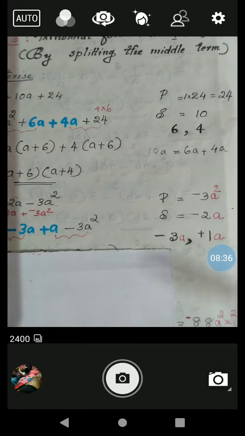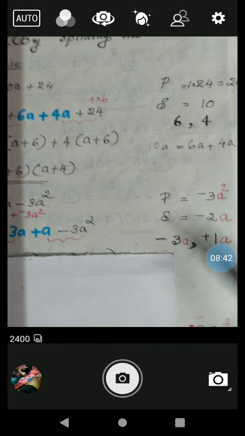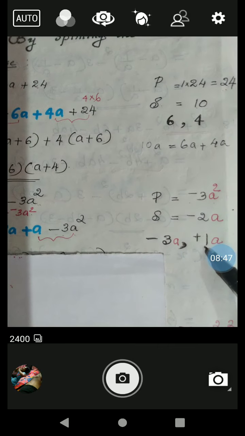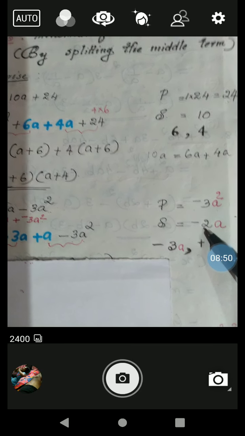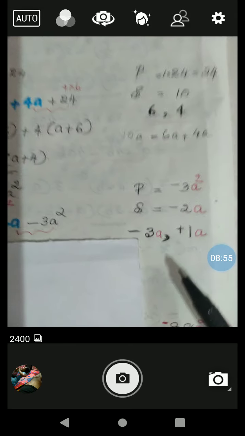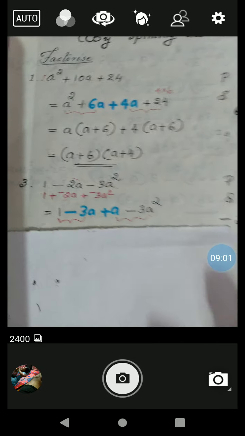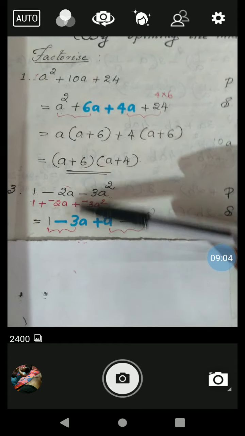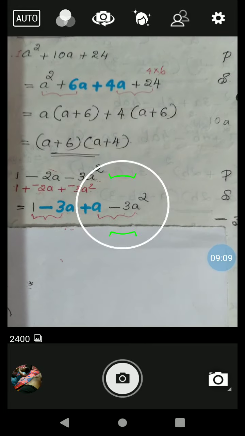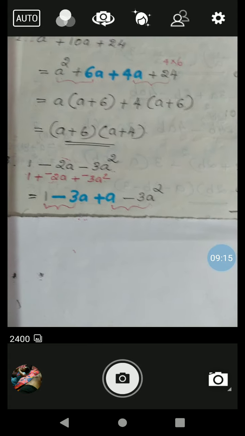They are minus 3 and plus 1. Product is minus 3 into 1, that is minus 3. Sum: minus 3 plus 1, that is minus 2. So the middle term minus 2a can be split like this, minus 3a and 1a. So instead of minus 2a, we can write minus 3a plus a. That is, minus 3a plus a is minus 2a itself. So no change in the equation.